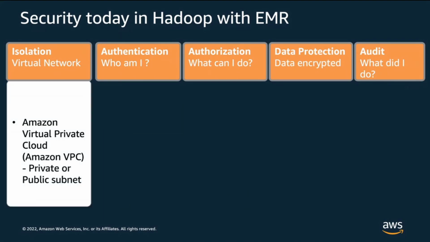For isolation, you can utilize a virtual private cloud, called Amazon VPC, where you can define your public and private subnets. There you can define which IP addresses you want to use for your EMR cluster going forward.